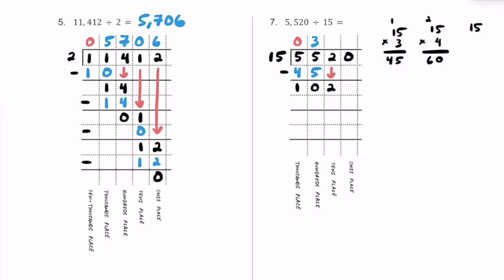Let's try maybe something like 15 times 6. So 15 times 6: 5 times 6 is 30. We'll carry the 3. 6 times 1 is going to be 6, plus a 3 is going to be 9. So that's 90. So let's see if we can get a little closer.